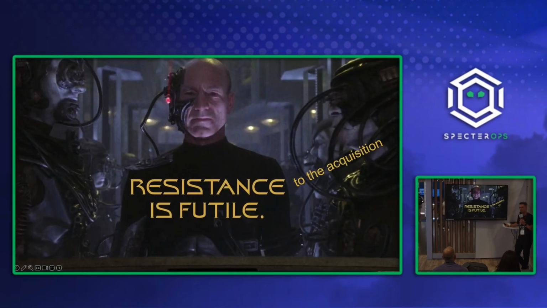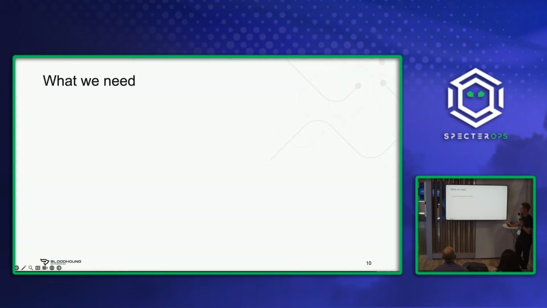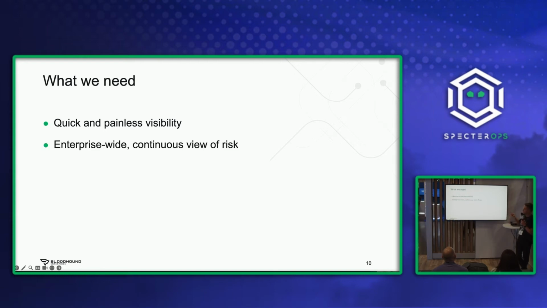So resistance to the acquisition, you're not going to stop it. The CEO has already signed off on it. You're not going to say, hey, I don't think that we should acquire this company. That's not possible. So you have to figure out how to enable this. So what do we need? We need a quick and painless visibility across the entire environment. We need enterprise-wide continuous visibility of risk. So not just at one organization, we need the entire view. We need to identify and fix critical attack paths.